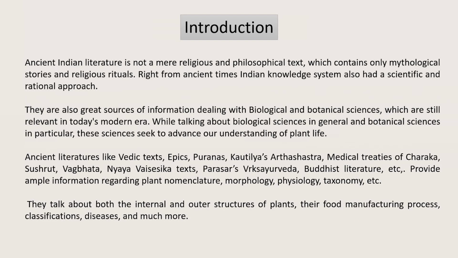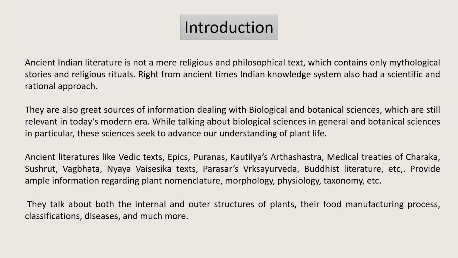Ancient Indian literature is not a mere religious and philosophical text which contains only mythological stories and religious rituals. Right from ancient times, the Indian knowledge system also had a scientific and rational approach. They are also a great source of information dealing with biological and botanical sciences, which are still relevant in today's modern era. While talking about biological science in general and botanical science in particular, these sciences seek to advance our understanding of plant life.